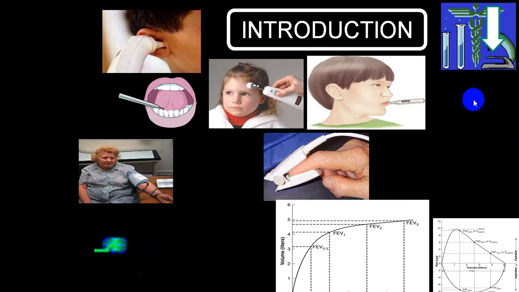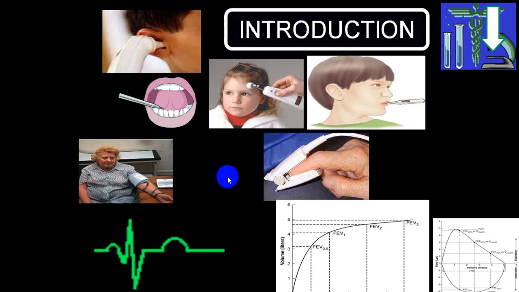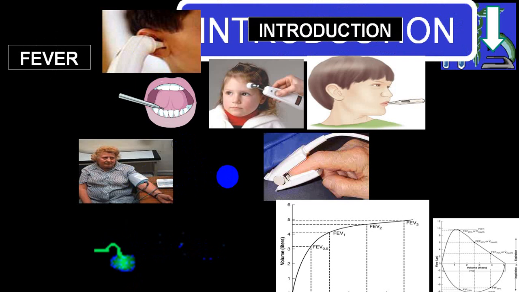Now we know very well thermometer is an instrument to measure the body temperature. These are all the different varieties of thermometer. This is digital, this is mercury, this is temporal, this is tympanic. Sphygmomanometer is to measure the blood pressure. So to measure the fever, you have got an instrument. To measure the blood pressure, you have got the instrument.